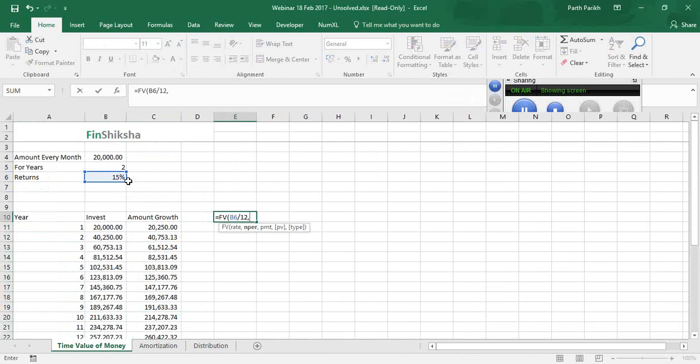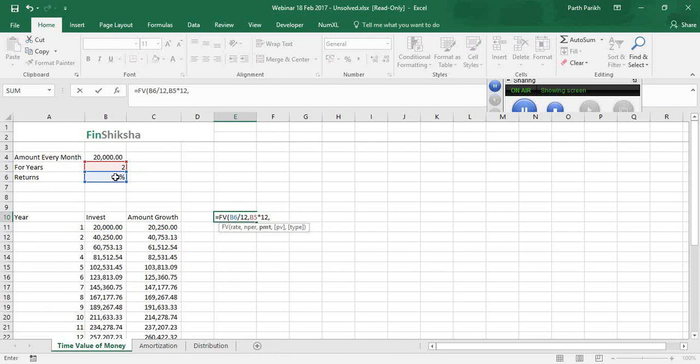Had it been yearly, if I am calculating yearly, then I will not divide it by 12. I will simply write 15. The second input is number of time periods. Over here, there are 2 years. I will again convert this into months, which is multiply by 12. So 2 years multiply by 12, convert it to 24 months.